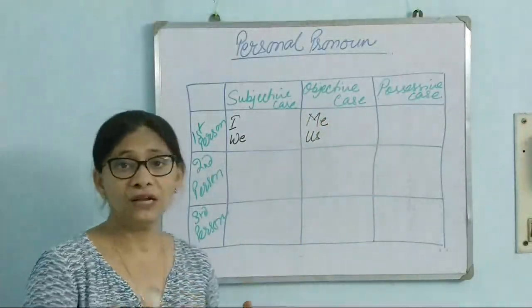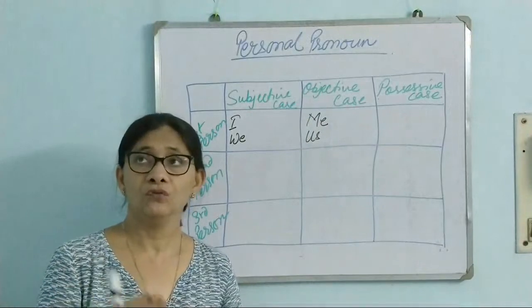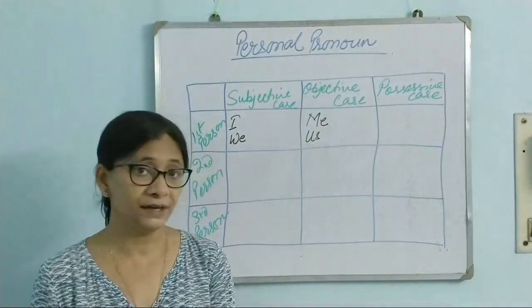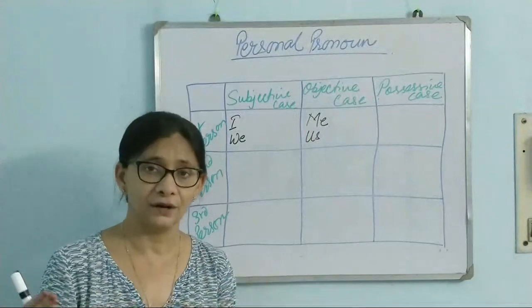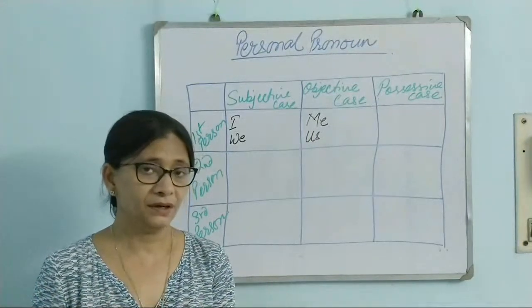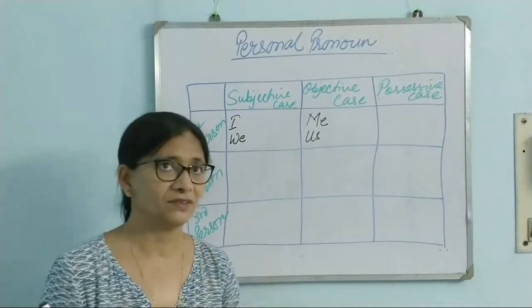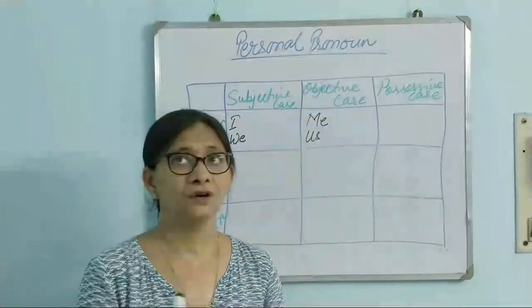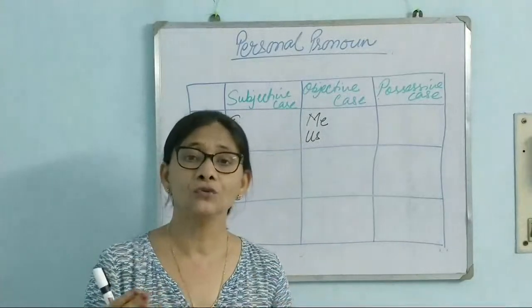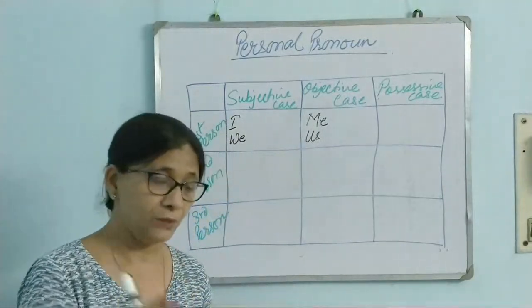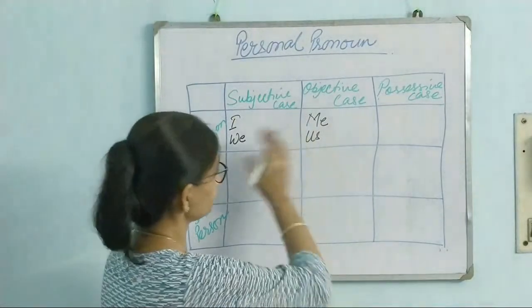Similarly, us. We eat our dinner. Sorry, let me change the sentence. We built this house. This house was built by us. So we becomes us.